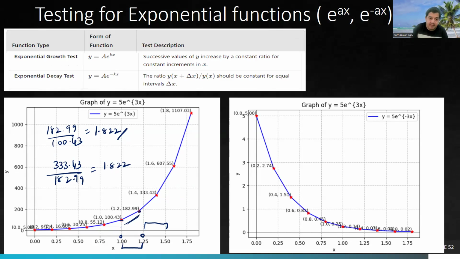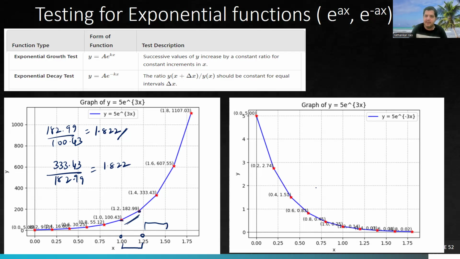Even the values of x are separated by the same distance. Get the values of y for such points, and then take the ratio of adjacent points, and you see if they are constant, that means it's an exponentially rising function. You will not be able to say whether this is equal to 5 e power 3x. You cannot say that, but you will at least be able to say this is an exponentially rising function.